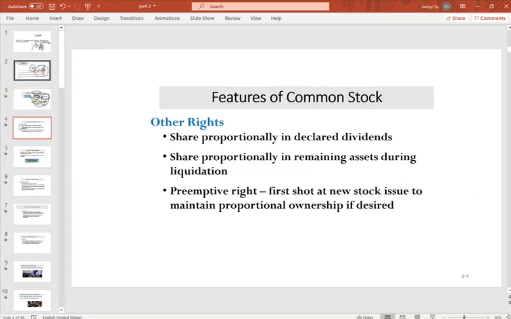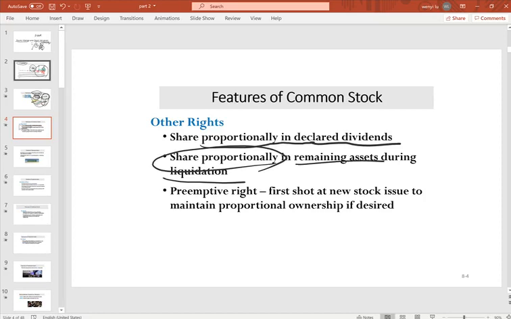Common stockholders also hold other rights. For example, based on how many shares you hold, you can proportionally share the declared dividends if there is residual income. Common stockholders share the dividends proportionally based on how many shares they hold. And after creditors and the government are paid, what's left after liquidation is divided based on how many shares you hold. The more shares you hold, the more of the remaining assets you can claim during liquidation.